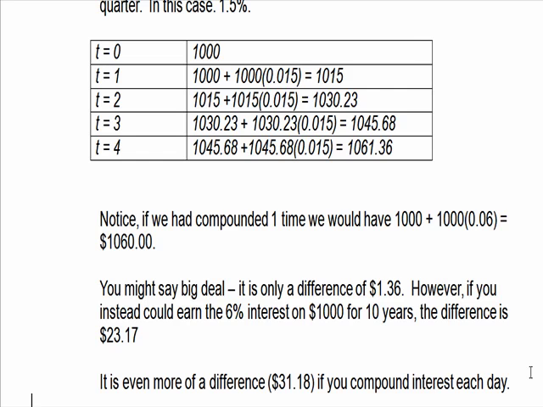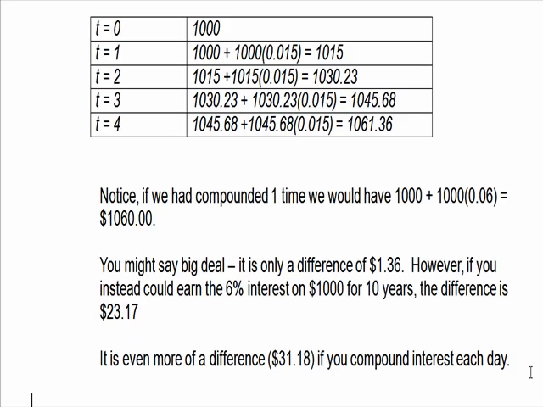However, if you instead could earn 6% interest on $1,000 for 10 years, the difference is $23. And it's even more of a difference if you actually could compound it each day. You'd actually make a much greater difference if you did a daily compounding.